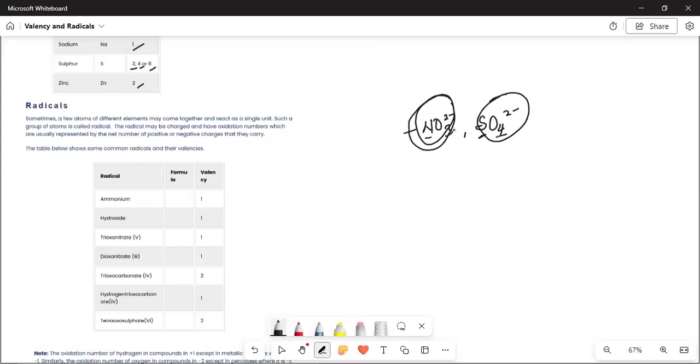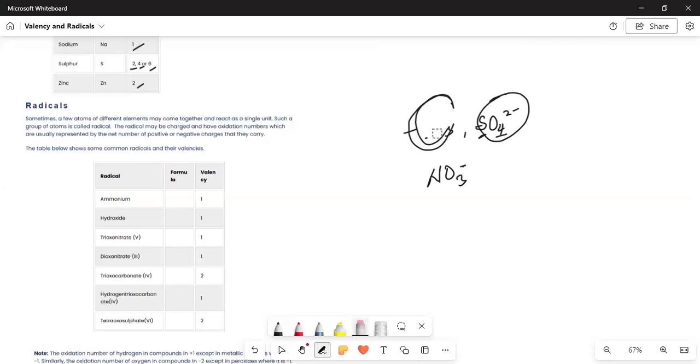And the radical may be charged and have oxidation numbers, which are usually represented by the net number of positive or negative charges they carry. For example, when I write this NO3, I indicate a number on top of it. This number is the oxidation number. So NO3 is written as NO3 to the power of negative 1. Then SO4 to the power of negative 2. So this is the oxidation number.